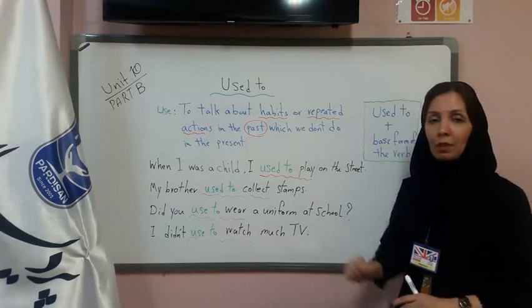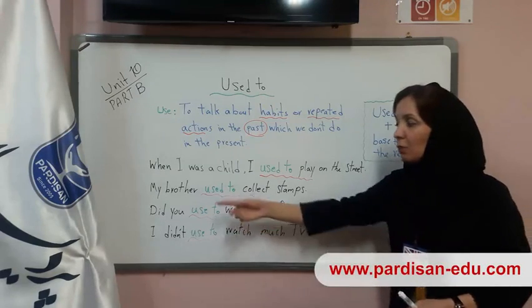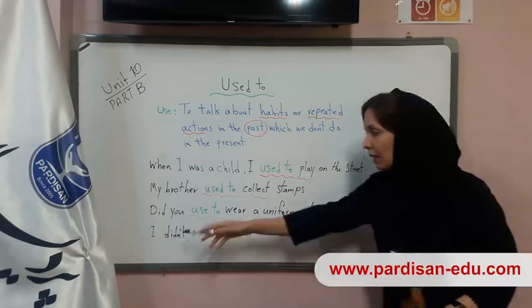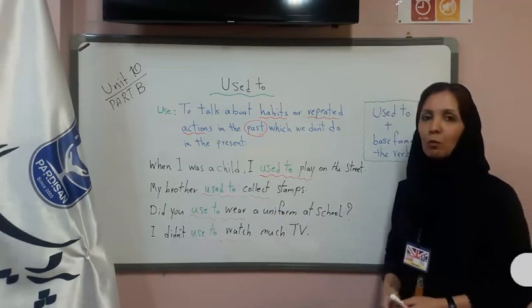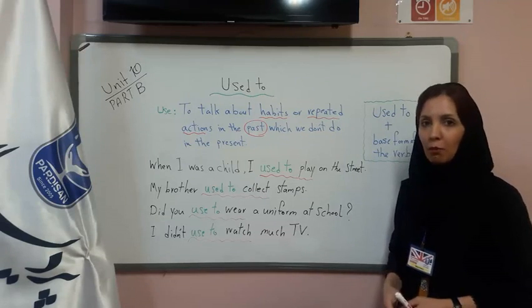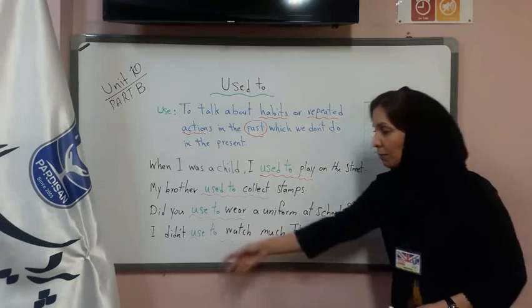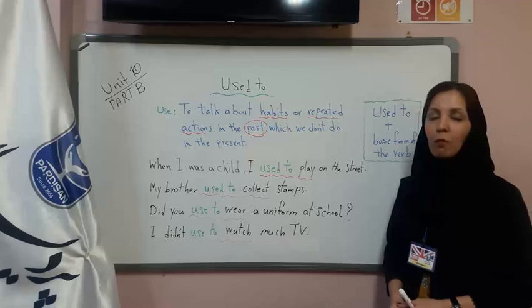Because they refer to the past, to make them negative or question, we use did. Look at the example. Did you used to wear a uniform at the school? Yes, I did. I used to wear a uniform at the school. No, I didn't. I didn't used to wear a uniform at the school. So, negative form, didn't. I didn't used to watch much TV when I was a child.